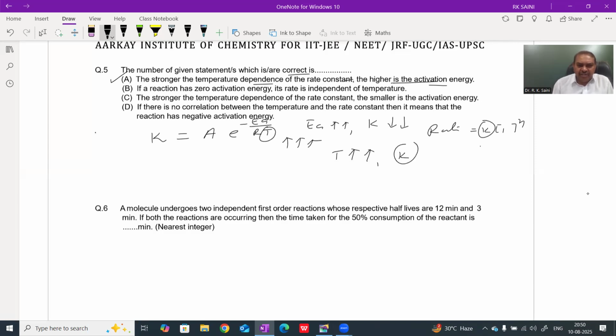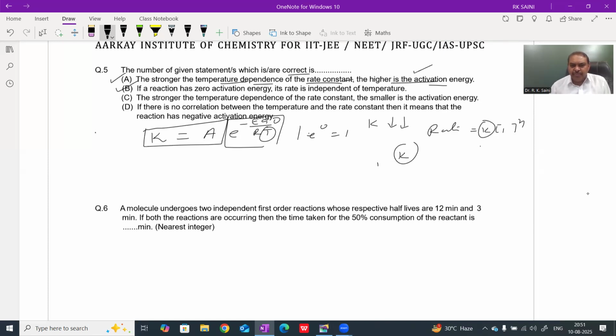It means the first statement is correct. The stronger the temperature dependence of the rate constant, the higher the value of activation energy; it is a correct statement. If the reaction has zero activation energy, the rate constant is independent of temperature; it is also correct. Suppose activation energy is 0, then this factor is mathematically 1. e raised to power 0 means 1, and hence K becomes constant and does not depend upon the temperature. It is also correct.